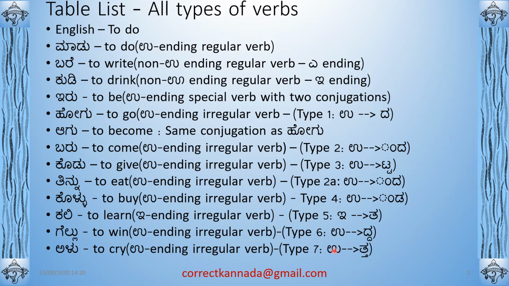So these are the only types. There are 7 types, and 2 has 2a, so in total you can say 8 types of irregular verbs. There are a total of 212 irregular verbs, and they will all fall into these 8 categories. Once you learn these 8 categories, you're done. You will not be lost. Now let's look at the tables one by one.